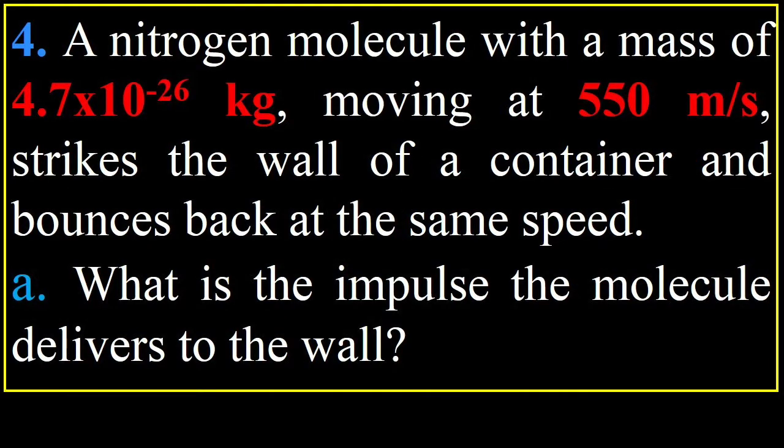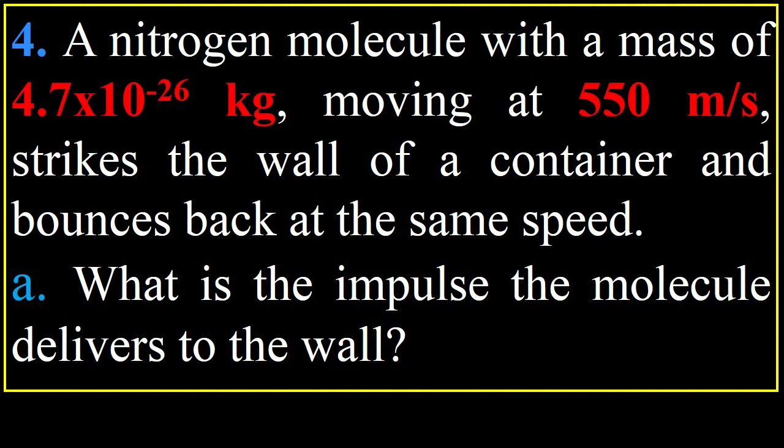A nitrogen molecule with a mass of 4.7 times 10 to the negative 26 kilograms, moving at 550 meters per second, strikes the wall of a container and bounces back at the same speed. What is the impulse the molecule delivers to the wall?